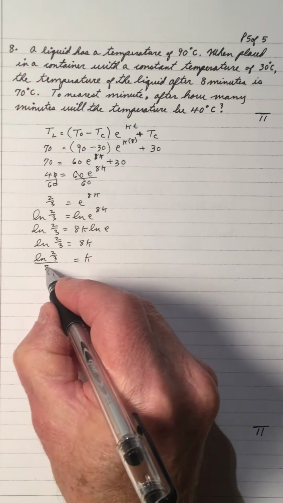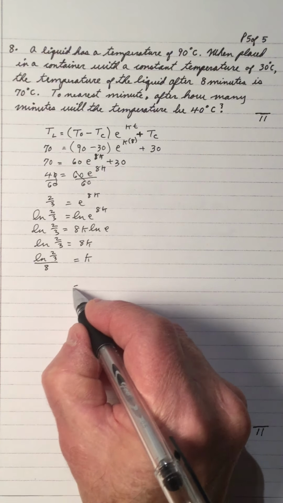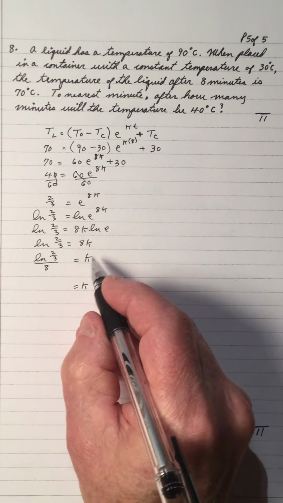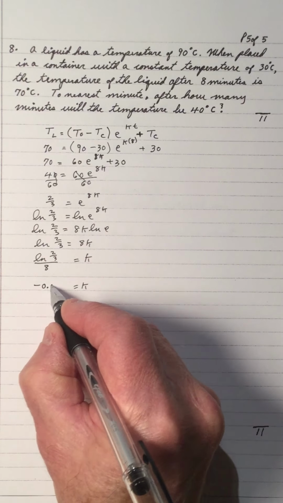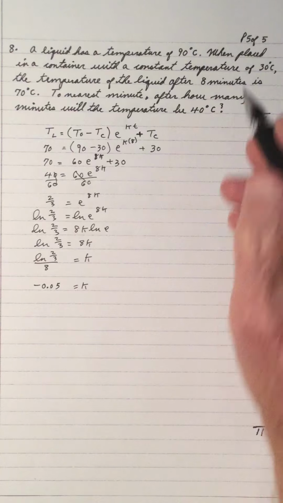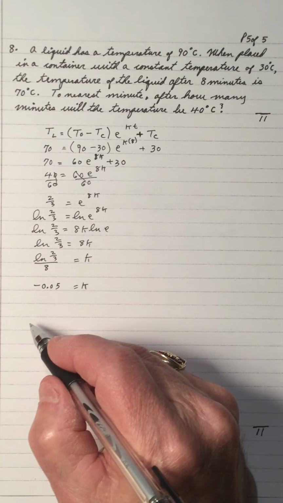So remember, 2/3 is decimal 0.6666. So the ln of 2/3 divided by 8, k comes out to be a negative 0.05. Again, it's cooling, so it makes sense that k is going to be negative.